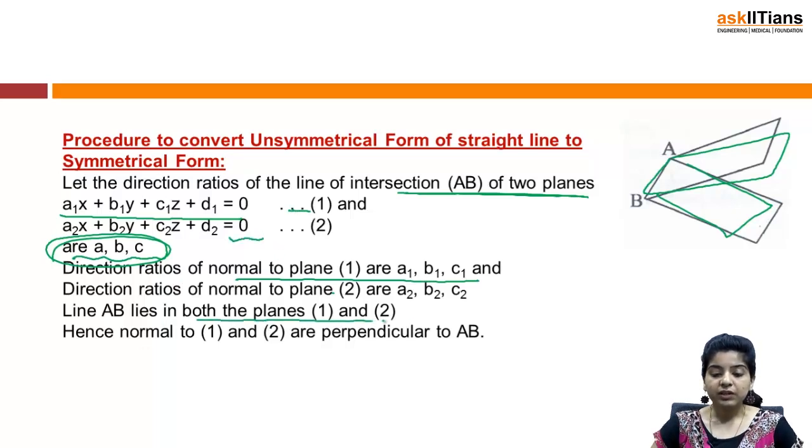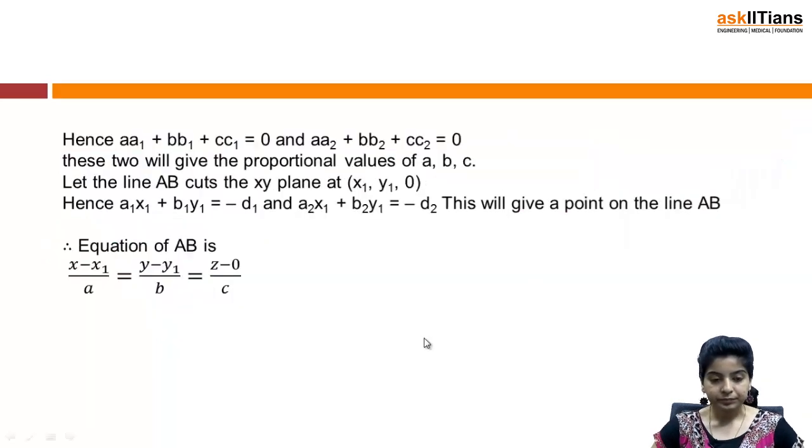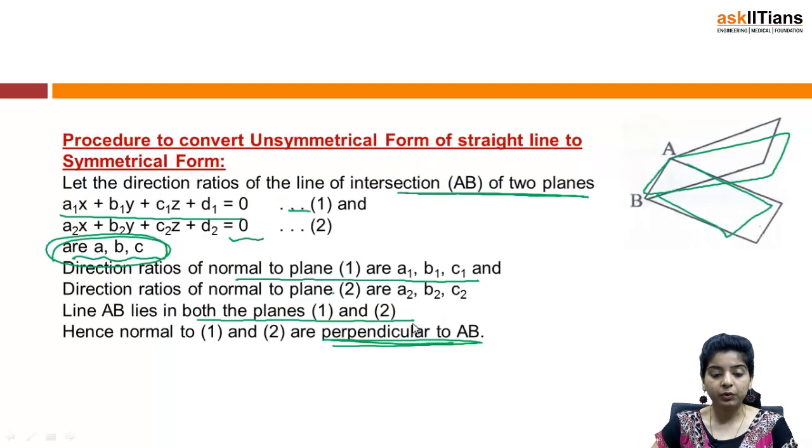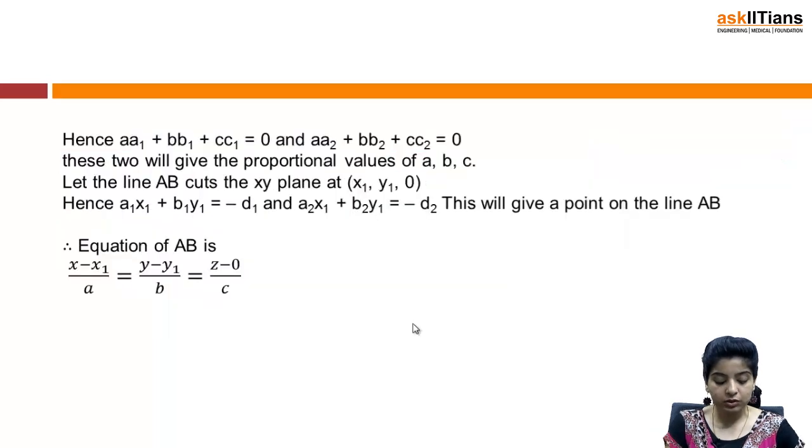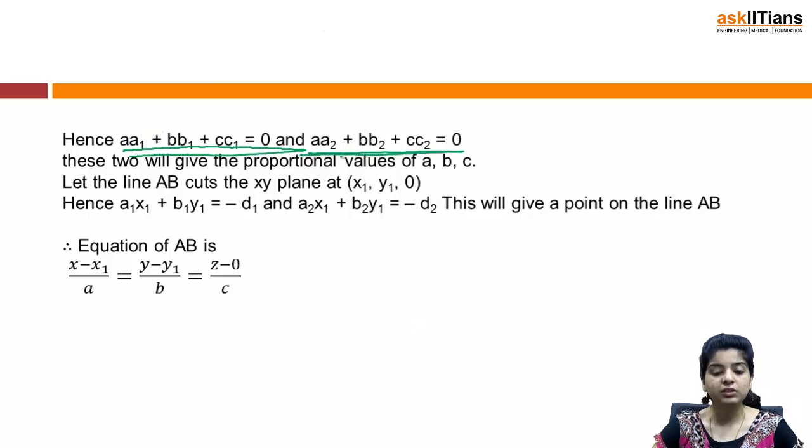Line AB lies in both planes 1 and 2, right? So the normals to 1 and 2 are perpendicular to AB. Hence, if you remember, for perpendicularity we have a a1 plus b b1 plus c c1 equal to 0 and a a2 plus b b2 plus c c2 equal to 0. These two will give the proportional values of a, b, c. You can find the proportional values using these two equations, and let the line AB cut the xy plane at x1, y1, 0. The z coordinate is 0 because we are assuming it to be in the xy plane.